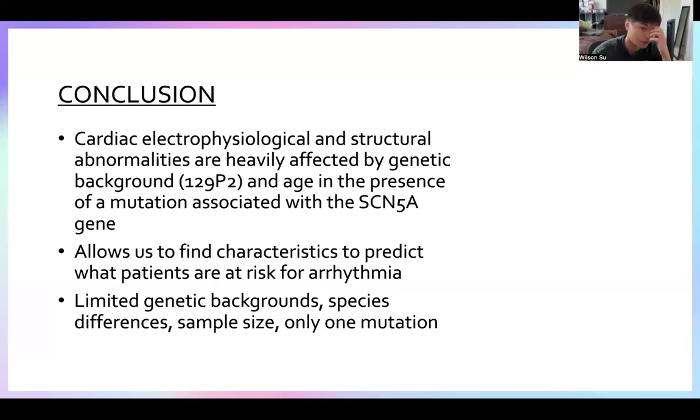Specifically the SCN5A mutation. But lastly, the last weakness I want to talk about was that there was only one mutation; we're only looking at SCN5A. What if there are other types of genes that affect arrhythmia?